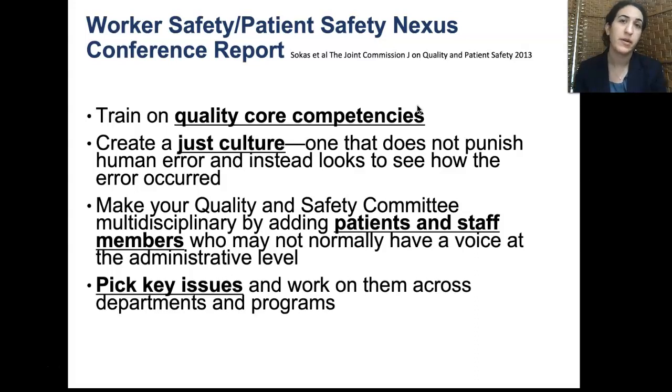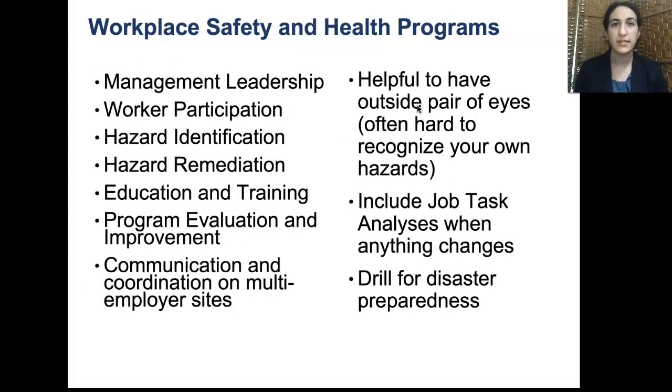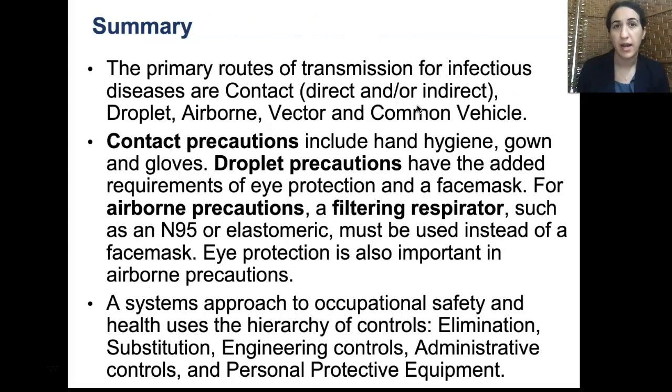A multidisciplinary approach enhances quality and safety. Finally, prioritizing the most important problems and working to address them helps programs achieve visible success. Workplace safety requires a coordinated, integrated, systems approach. The main components include management leadership, worker participation, hazard identification and remediation, education and training, program evaluation and improvement, and communication programs. Let's now summarize some of the main ideas we discussed in this module.